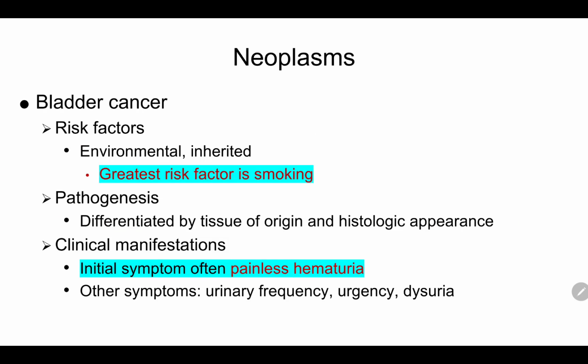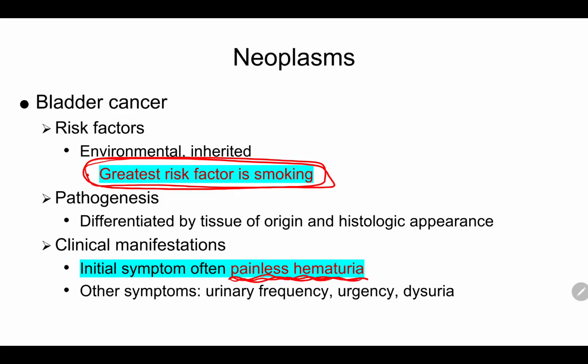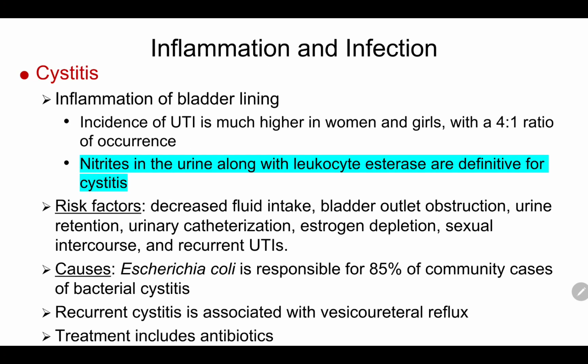Okay. So when we look at some neoplasms, like bladder cancer, the greatest risk, right? Talk about it a lot, unfortunately, but the greatest risk factor is going to be smoking. It's going to be smoking, right? So if I ask, well, what is the greatest risk for bladder cancer? Smoking, right? And what are some initial symptoms that we see with this, right? Painless hematuria, right? Painless hematuria, okay?